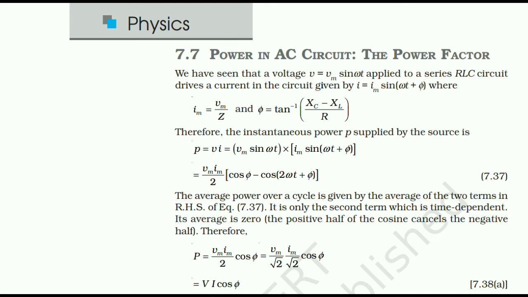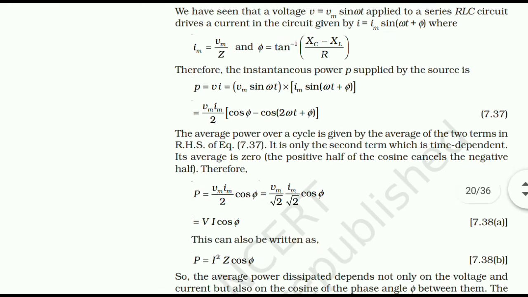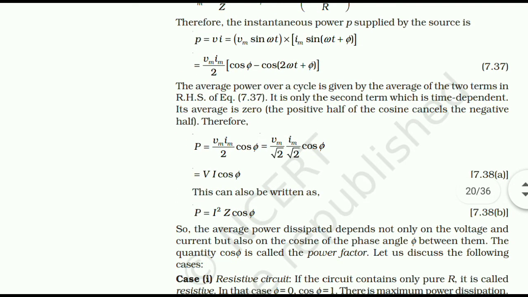Therefore, the instantaneous power p supplied by the source is p = vi, which is equal to vm sin ωt × im sin(ωt + φ). The average power over a cycle is given by the average of the two terms on the RHS of the equation, and it is only the second term which is time dependent. Its average is 0. The positive half of the cosine cancels the negative half.